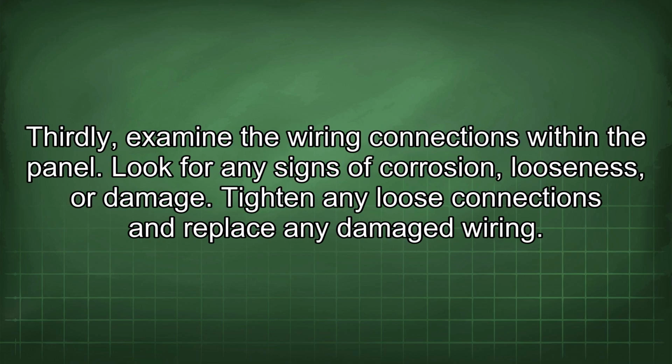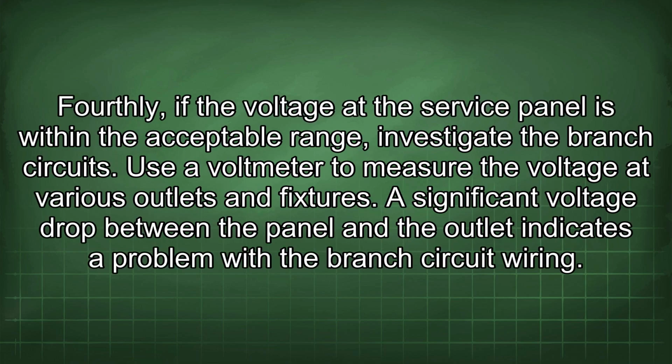Thirdly, examine the wiring connections within the panel. Look for any signs of corrosion, looseness, or damage. Tighten any loose connections and replace any damaged wiring. Fourthly, if the voltage at the service panel is within the acceptable range, investigate the branch circuits. Use a voltmeter to measure the voltage at various outlets and fixtures. A significant voltage drop between the panel and the outlet indicates a problem with the branch circuit wiring.